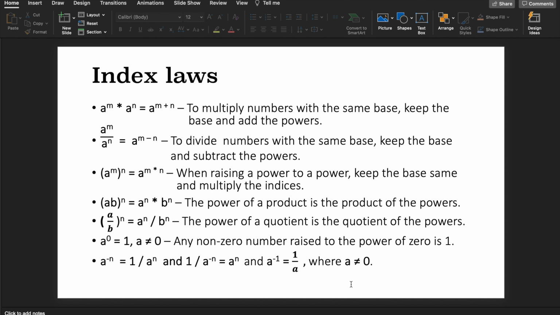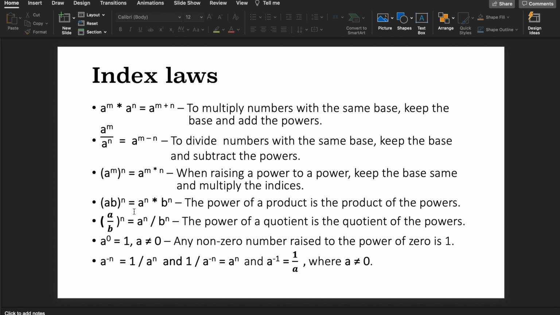The next part states that a to the power of m divided by a to the power of n equals a to the power of m minus n. So to divide numbers with the same base, you'll have to keep the base and subtract the powers. It's very similar to the previous one. And the next one states that a to the power of m, to the power of n, equals a to the power of m into n. Just multiply. So when raising a power to a power, keep the base same and multiply the indices.